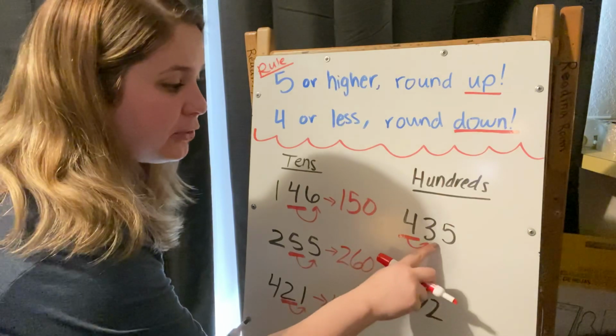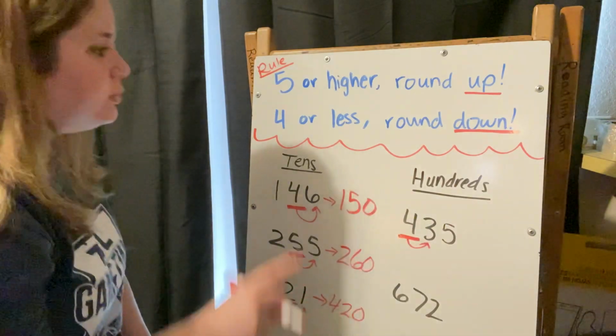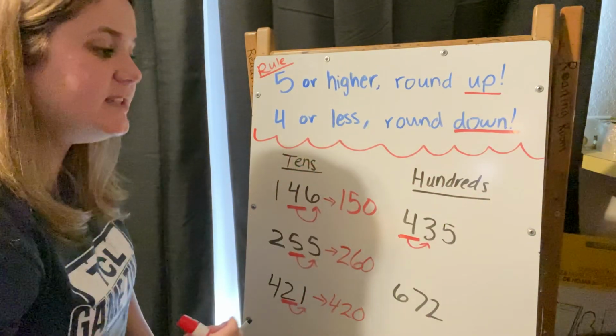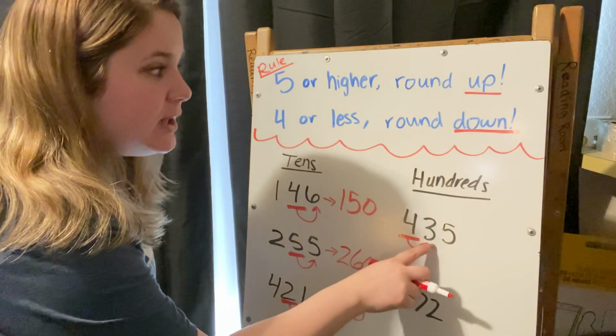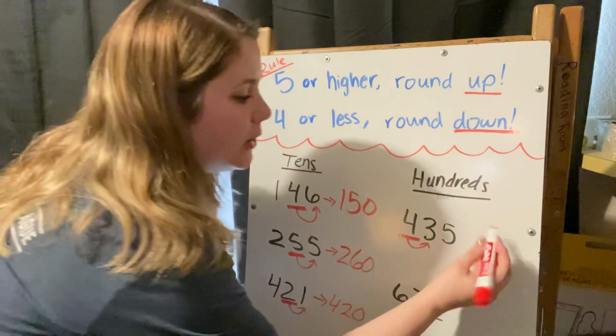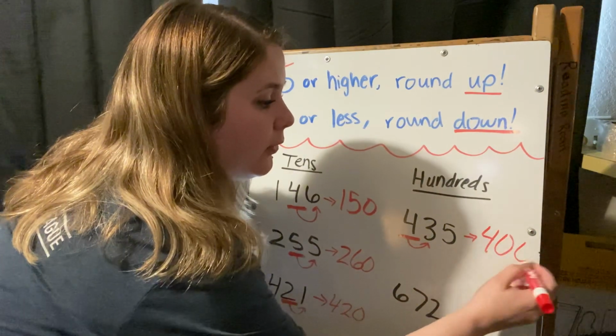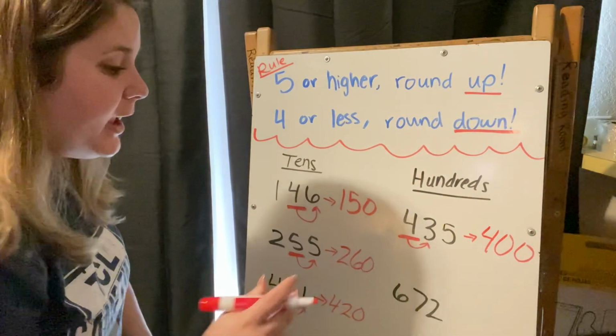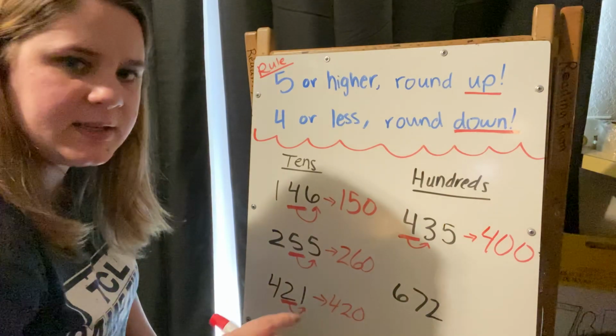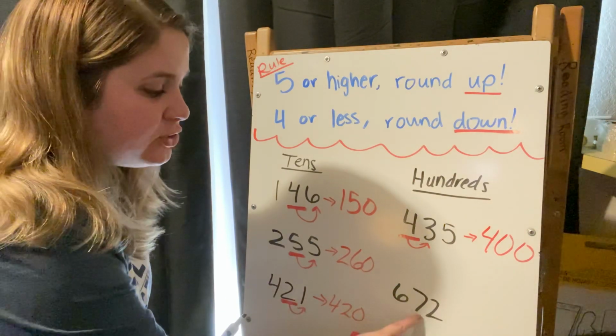I see that I have a 3, so I'm going to go back up to my rule. My rule says 4 or less, round down. So because it's a 3 and it's less than 4, I am rounding down. So 435 will round down to 400. And my last one, it's kind of hard to see because it's at the bottom down here, 672.